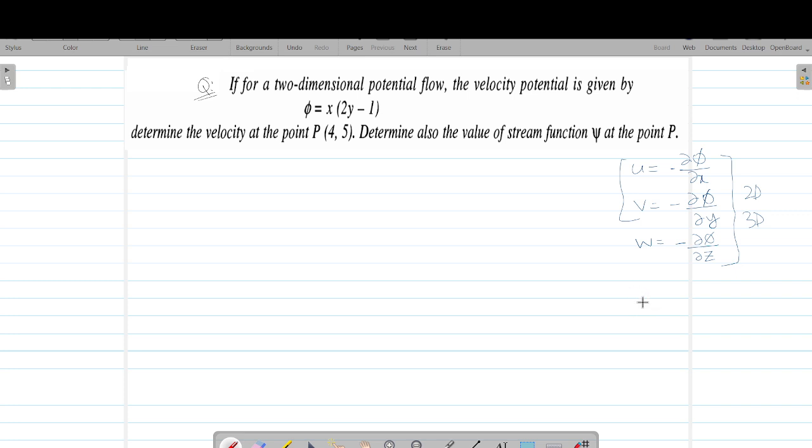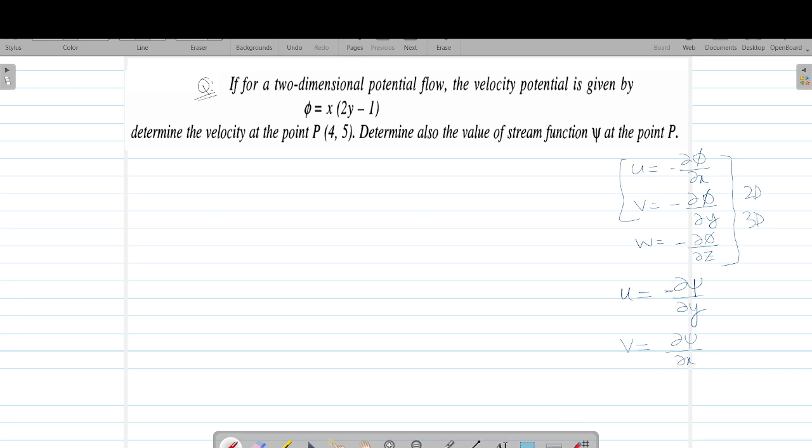And what about the psi or stream function? In case of a stream function, you can write that u is equal to negative d psi divided by dy. If you take the derivative of this psi function, which is a stream function, with respect to the y direction, you get the velocity component in the x direction. In the same way, v is going to be equal to d psi dx.